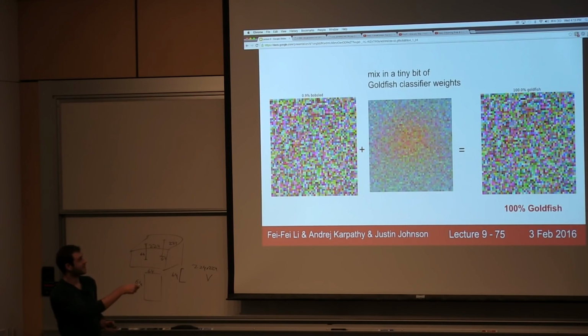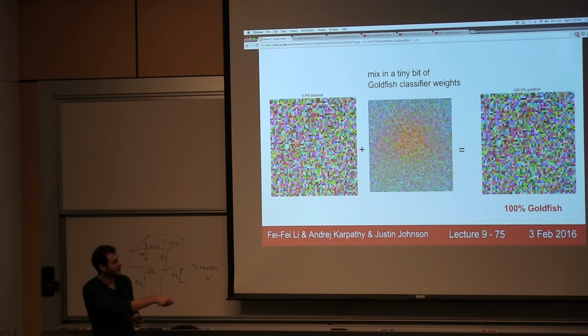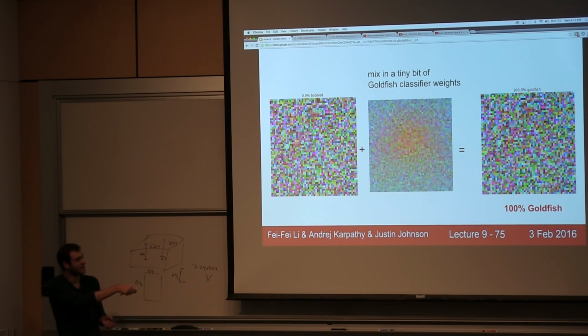For example, if I take a random noise pattern, and my classifier thinks this is 1% likely to be a bobsled, basically a very unconfident prediction, I can take, since I know the weights for a goldfish classifier, I can mix in a tiny bit of goldfish weights, and I get an image that looks identical, although it's hard to see at this point, but this is 100% goldfish, because I've changed every single pixel a tiny amount in exactly the right direction.